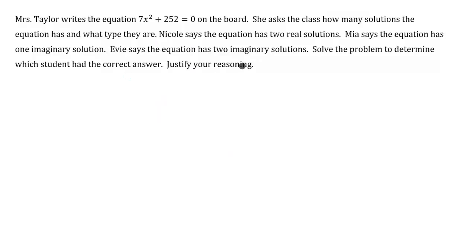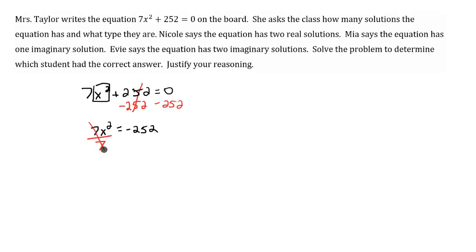Keep cruising here. Now we have a word problem. A few students are describing the solutions to this equation. Let's solve it and figure out if we have one solution or two solutions, and if they're real or imaginary. I'm going to rewrite my equation, and we want to get our x squared by itself. The first thing we do is take away 252. That goes away. We're left with 7x squared equals −252. We divide the left side by 7, because 7 over 7 is 1, and we divide the right side by 7 as well. We're left with x squared equals −36.